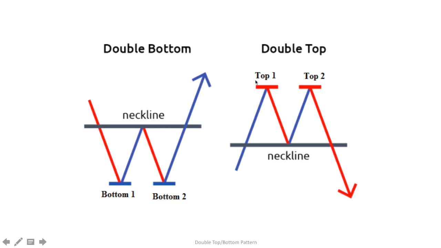Now in double top, price is moving up, takes resistance at top 1, moves down, again moves up, takes resistance at top 2, and moves down. When this neckline is broken, you will take a trade here. Clear? So this is the double top and double bottom pattern. W is your double bottom and M is your double top.